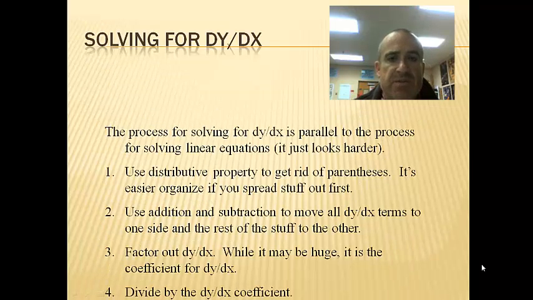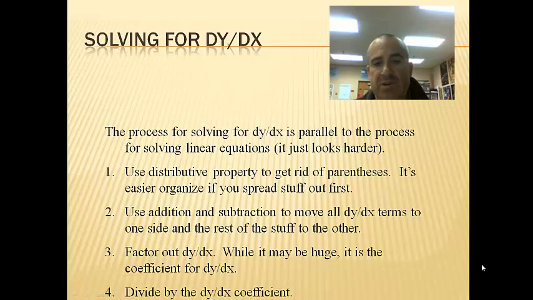Either way is fine. I personally tend to use the anchored method, but either one will work fine for you. So, the process for solving for dy dx is parallel to the process for solving linear equations. It just looks a little harder. First, we use the distributive property to get rid of parentheses.